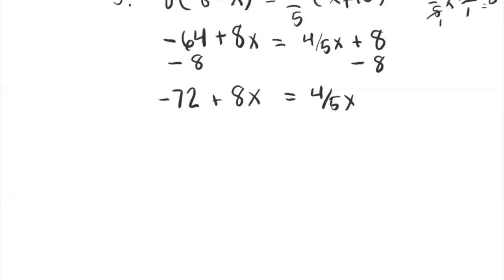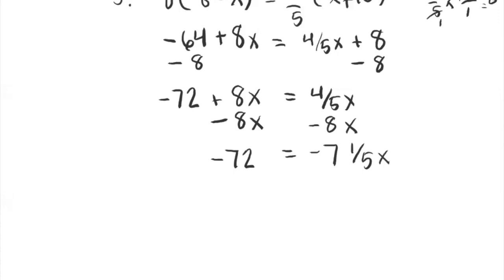Now what do I do? Well, I can take this 8x and get it over here somehow. I can use the opposite operation, minus 8x, minus 8x. I'm left with negative 72 is equal to negative 7 1/5 x.